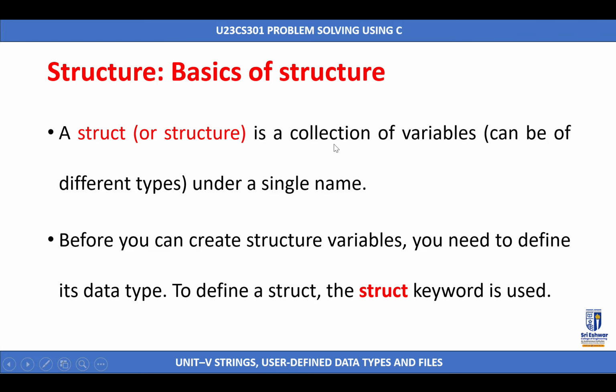It is nothing but the collection of variables under a single name. The collection of variables can be of different data types, that it can be int, character, float, string, whatever it is. When we want to declare a structure, we have to use the struct keyword separately in the form of a subprogram or a sub function. We will be seeing these things one by one in the upcoming part.